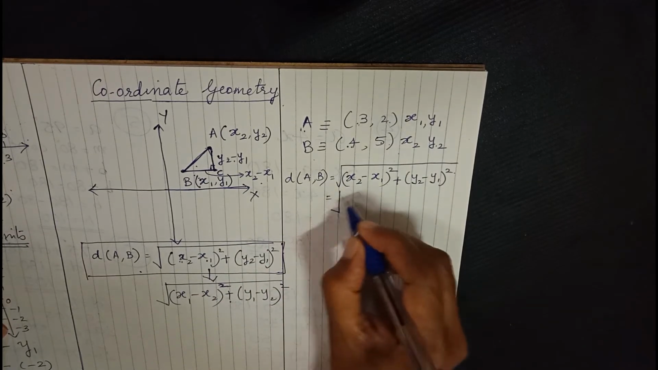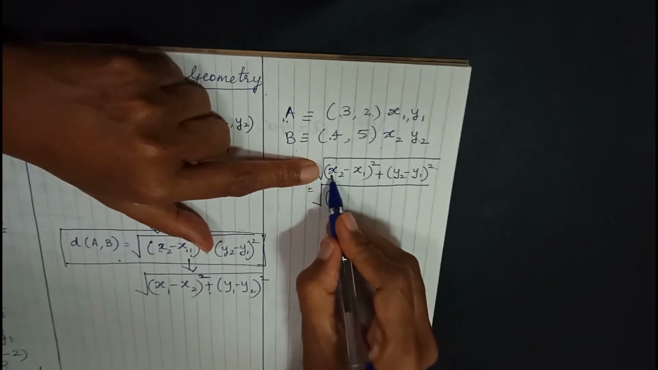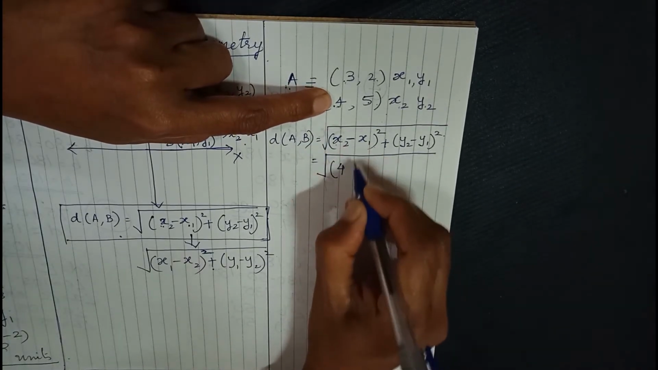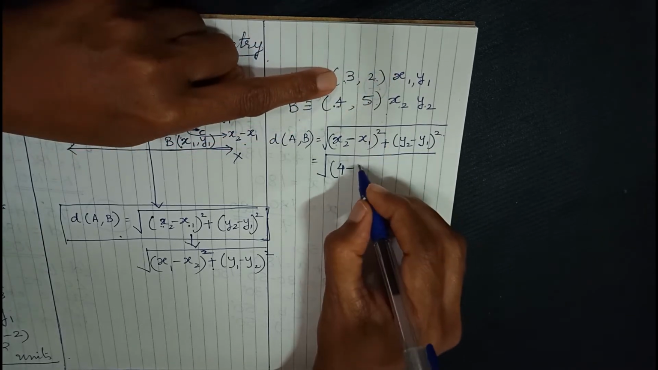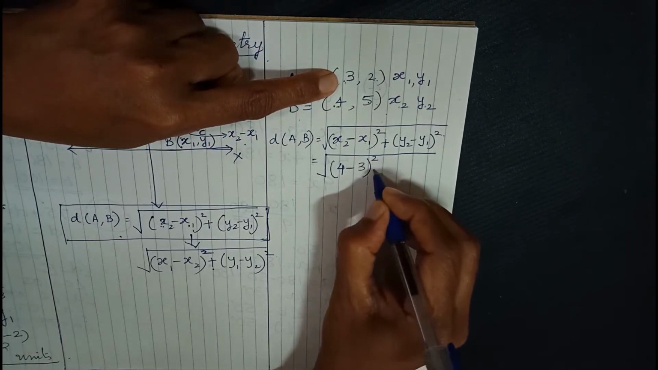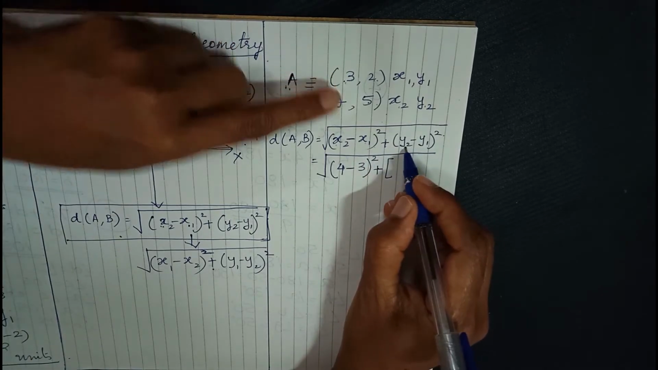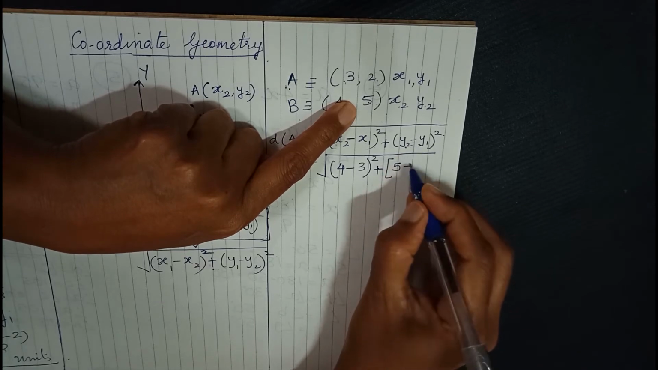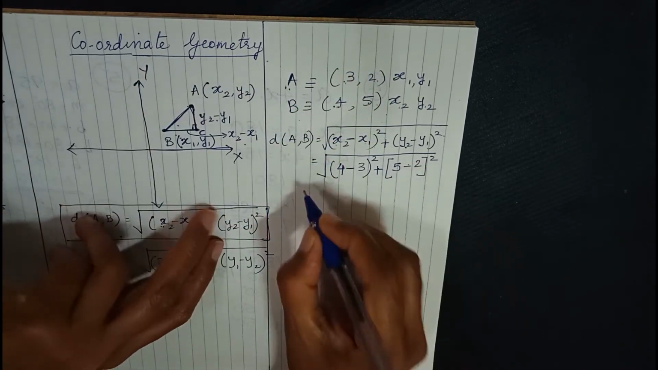Let us now substitute the values that are given. In the formula we have x2. x2 is 4. Then we have a minus sign in the formula. Then x1, which is 3. So 4 minus 3 the whole square plus. All these are from the formula, right? Next is y2, which is 5. Then the minus sign from the formula. y1 is 2. So 5 minus 2 the whole square.